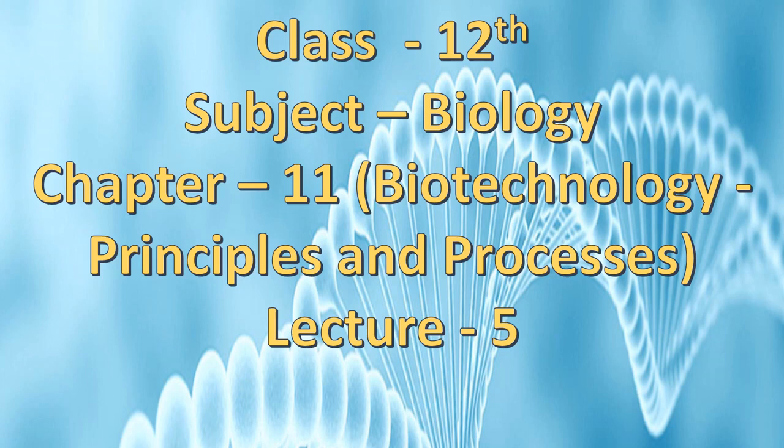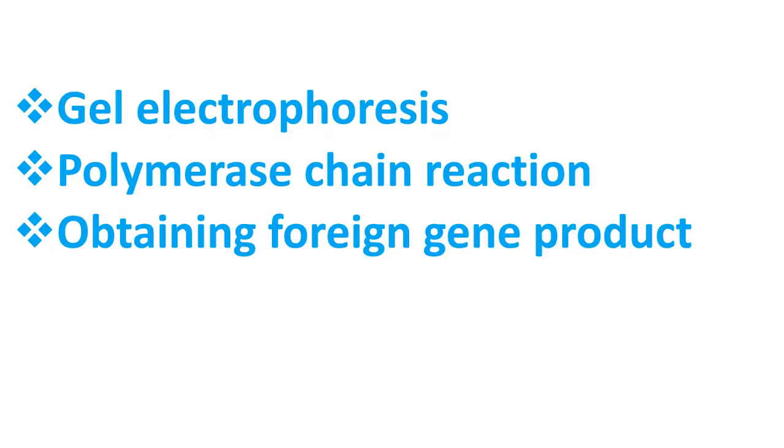Students, this is 12th class biology, chapter 11, biotechnology principles and processes, and this is lecture number 5. We'll discuss these processes of recombinant DNA technology, that is gel electrophoresis, polymerase chain reaction for amplification of DNA, and obtaining foreign gene product. Let's start.